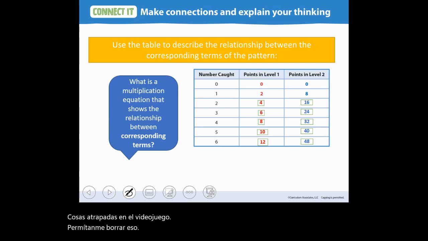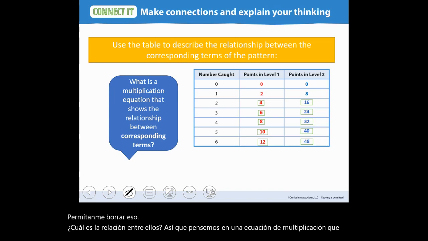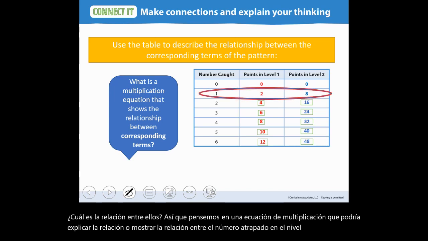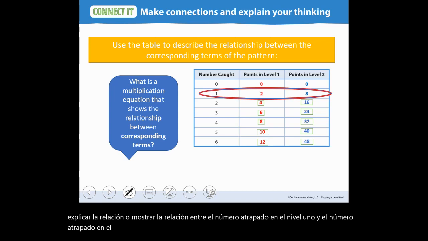So what is the relationship between them? Let's think about a multiplication equation that could explain the relationship between the number caught in level 1 and the number caught in level 2. If I catch 1 in level 1, that's 2 points. And if I catch 1 in level 2, that's 8 points.